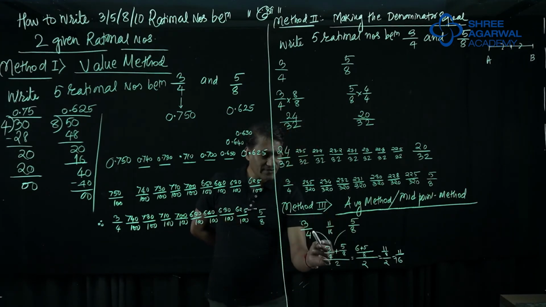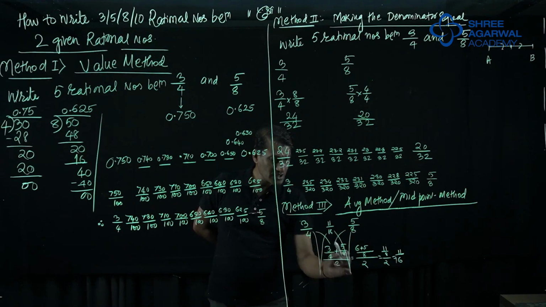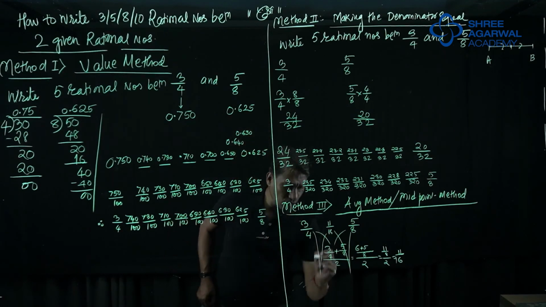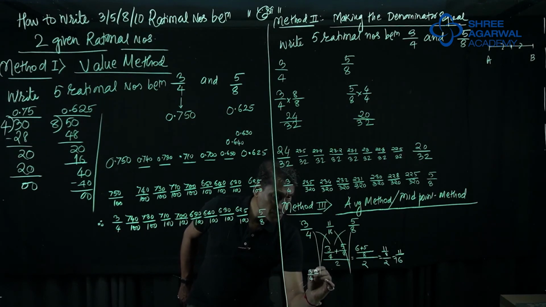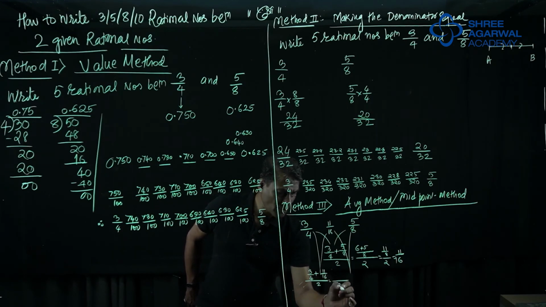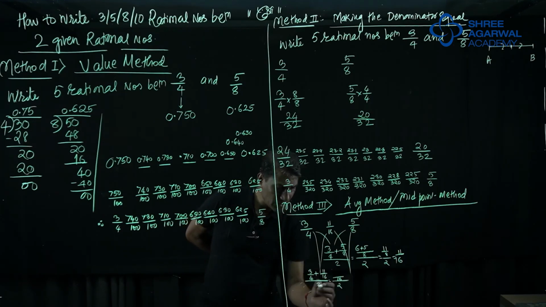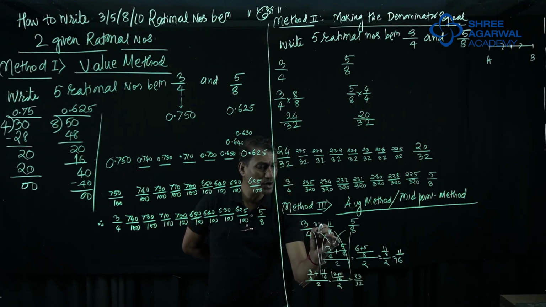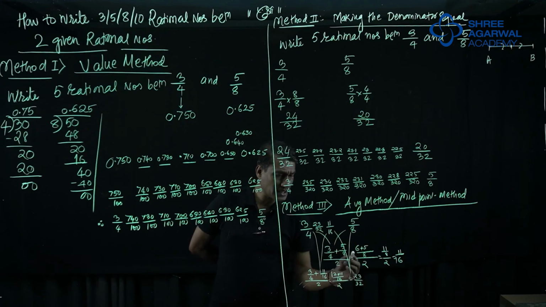Now we are going to take the average of these two numbers and write here. I'm just showing you this and then stopping. So 3 upon 4 plus 11 upon 16, upon 2. The LCM of 16 and 4 is 16. 4 3s are 12 plus 11 means 23 upon 32. So here comes 23 upon 32.